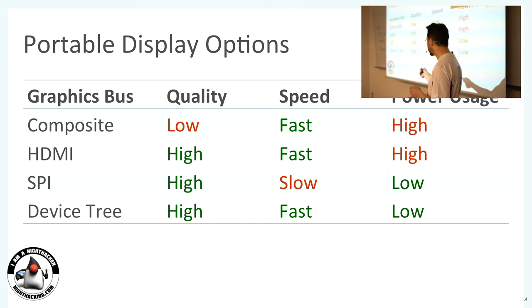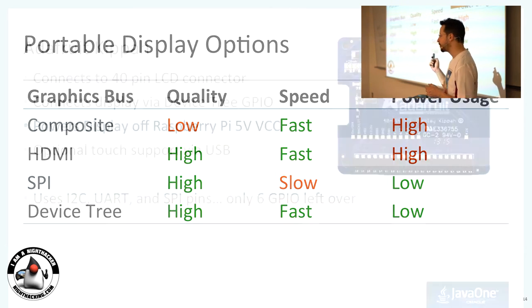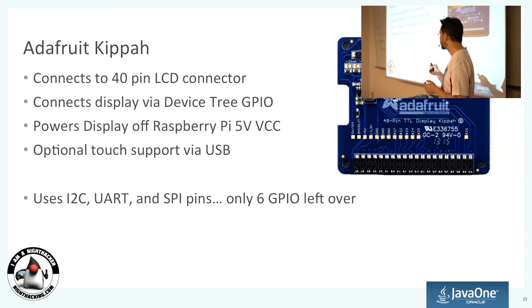And the last one is device tree support. Device tree support is a little bit of a hack, but basically what you do is you upload a device tree file to the boot sector, and you remap the GPIO pins to be LCD pins. This board from Adafruit is called the Kippah, and what it does is it maps the GPIO pins to an LCD header, and that way you can directly use any touchscreen with the Raspberry Pi. So it's good in that you can use off-the-shelf touchscreens. It's bad because it uses all of your GPIO pins. So no I2C, no UART, no SPI, only 6 plain vanilla GPIO pins.